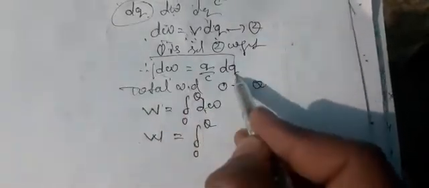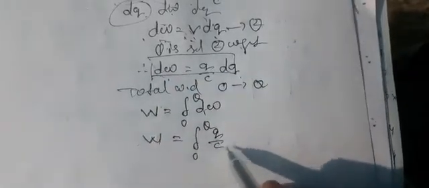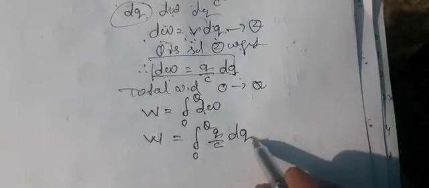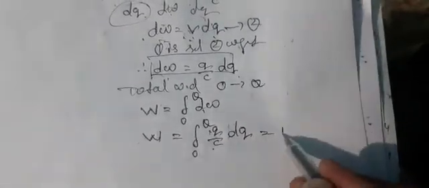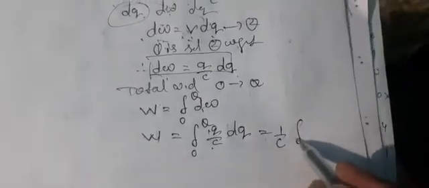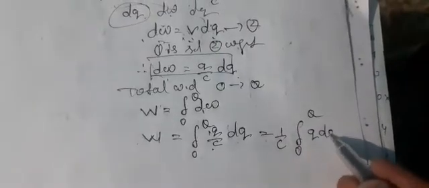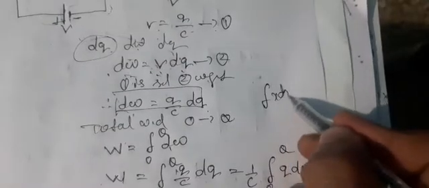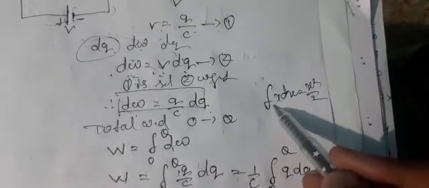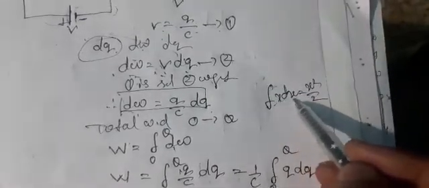Substitute the dW value. What is the dW value? The small work done in transferring a charge dq is given by Q by C dq. Then 1 by C is taken outside, the integral of 0 to Q of q dq. A standard formula: the integral of x dx is x square by 2.